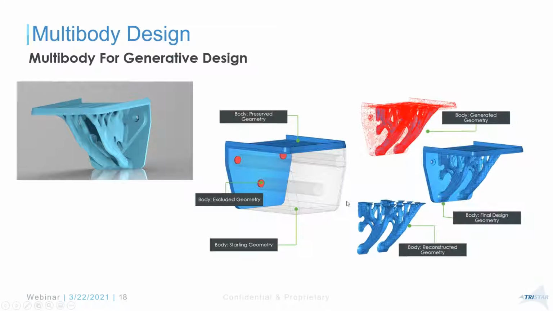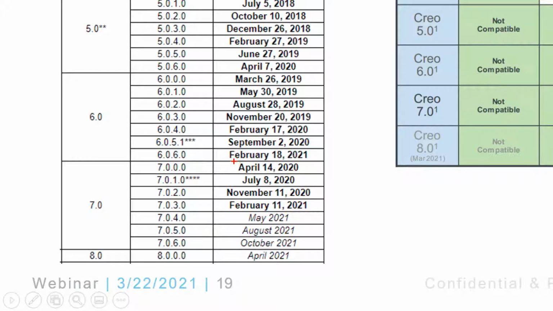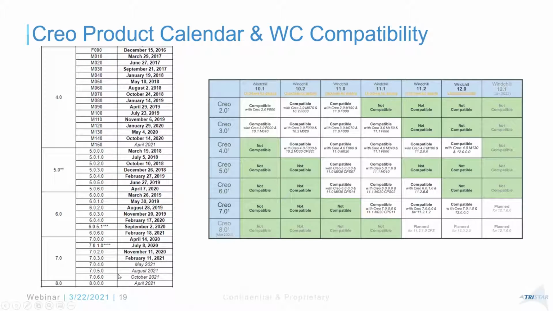So just to wrap up here as we are closing in on time, if some of you are still thinking about upgrading to Creo 7, maybe from 4, 5, or 6, here's a quick snapshot of the product calendar from PTC. Creo 7 was released about exactly a year ago. Creo 8 is slated for next month. But Creo 7.0.3.0 is the latest date code. So it's been there for quite some time now.